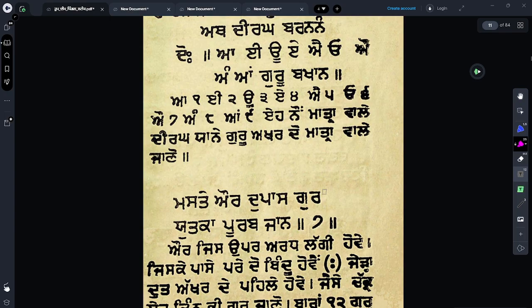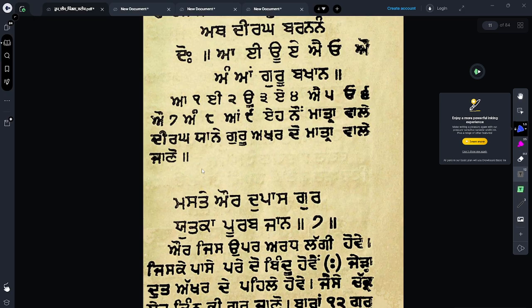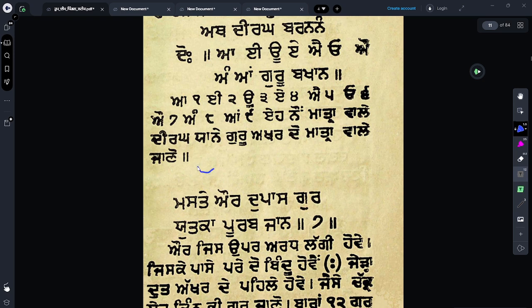And now it's going to explain more. There's three more guru matras. Maste. So maste is referring to the adak. Adak is a little smiley face that you have on top of words, right? Adak. Looks like that. Okay. Maste or dupas. Dupas means do bindiya, like the visarga.